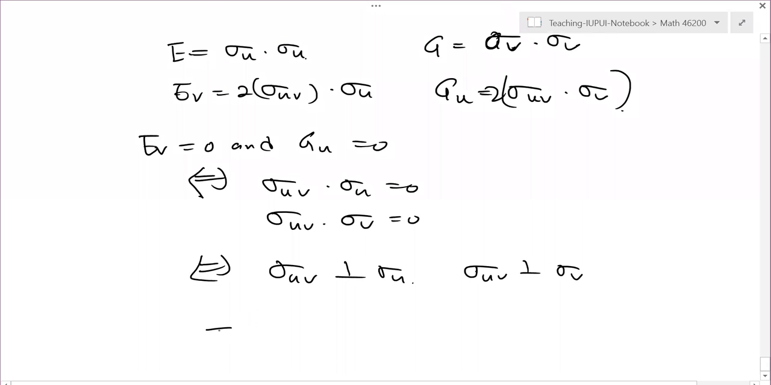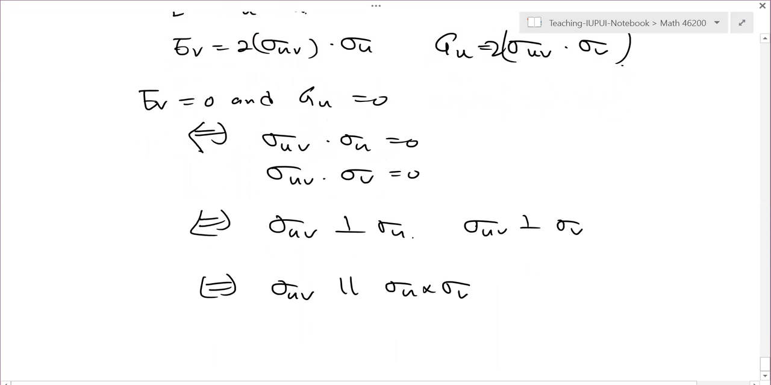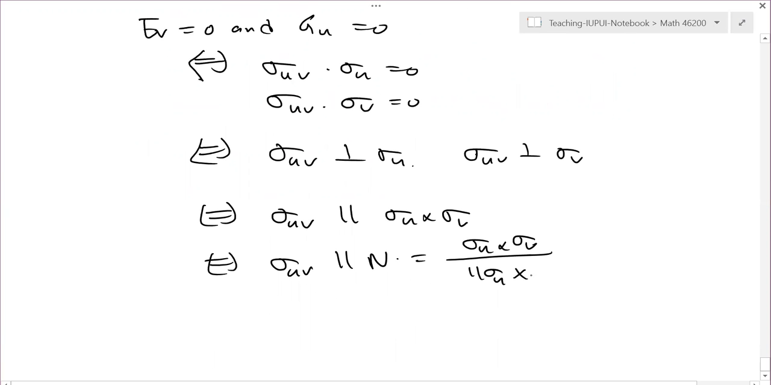Okay. So if and only if sigma_UV is parallel to the cross product. But this is just a multiple of the normal vector. It's parallel to the normal vector. The normal vector is defined to be normalized, right? So we get the conclusion.